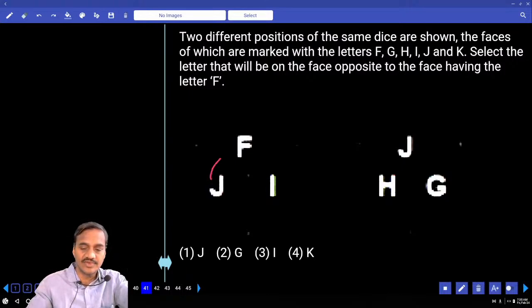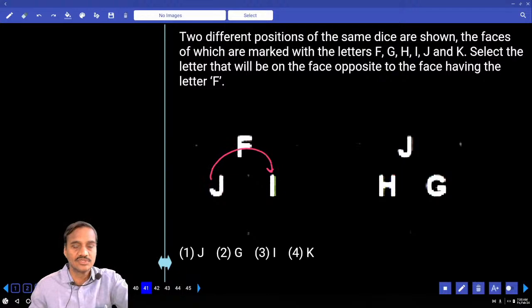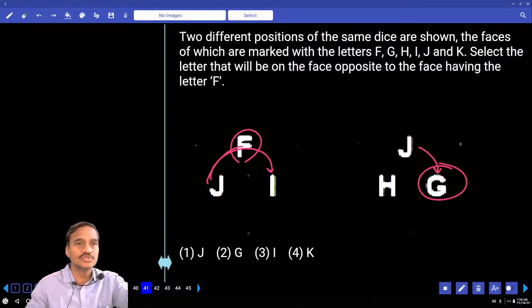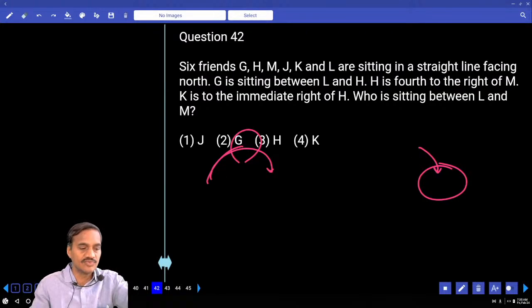J, F and I were in the clockwise. Hence next J, F comes. Here J, then G came, right? Hence F and G are opposite to each other. Done with this? F and G, that is choice 2 to question number 41.